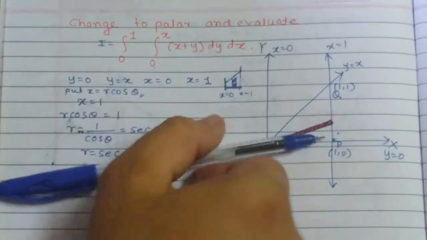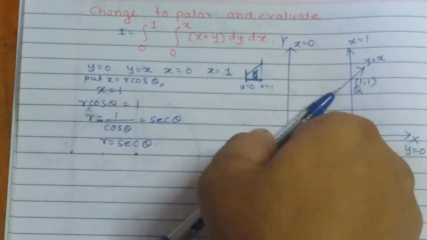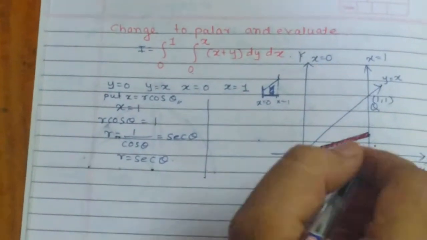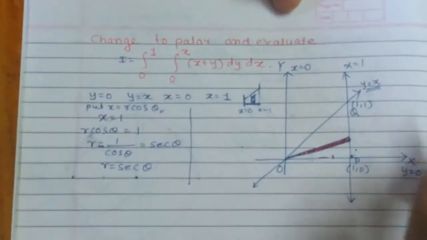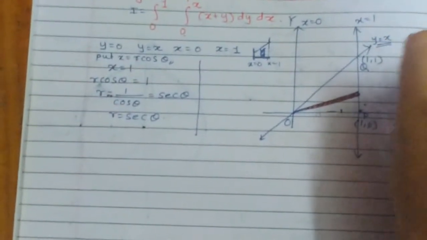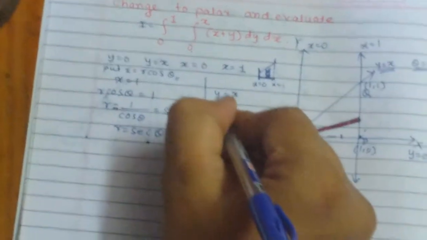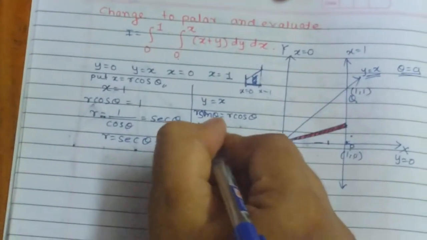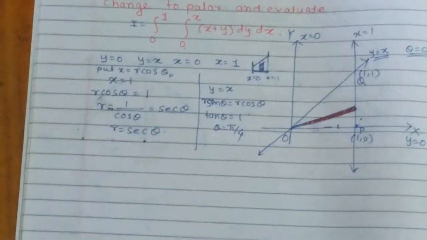Now to cover the entire region, we need to rotate our strip from theta equal to 0 till the line y equal to x. But at y equal to x, what will be the value of theta? The equation of lines passing through the origin is always represented in the format theta is equal to a. So y equals x gives r sin theta is equal to r cos theta. So this gives tan theta is equal to 1. This is possible when theta is pi by 4.